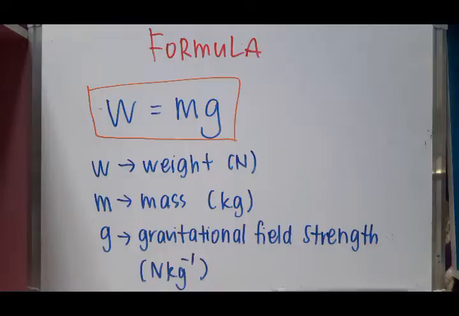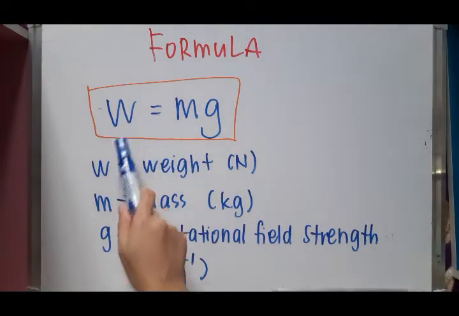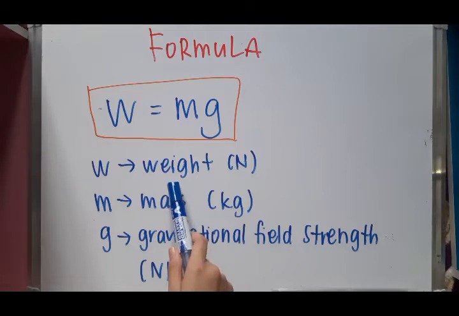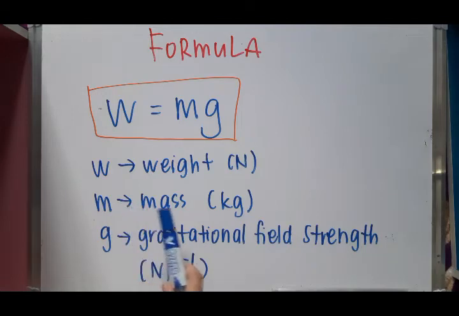So what is the formula of weight? The formula of weight is W = mg, where W is weight, m is mass, and g is gravitational acceleration or gravitational field strength. So W is weight, and since weight is a force, the SI unit for weight is Newton. m is for mass, so the SI unit is always kg, and g is gravitational acceleration or gravitational field strength, and the SI unit is Newton per kg.